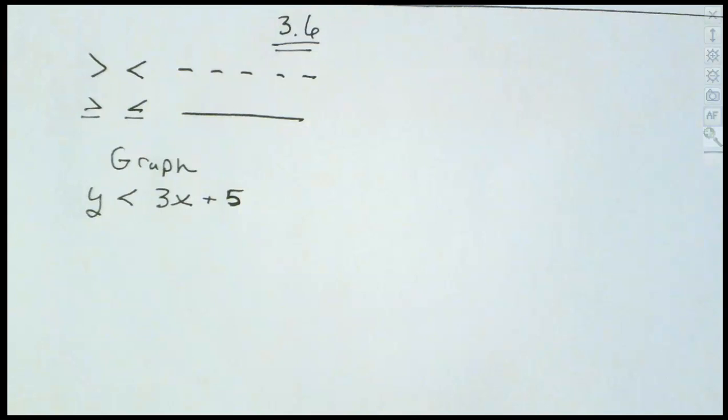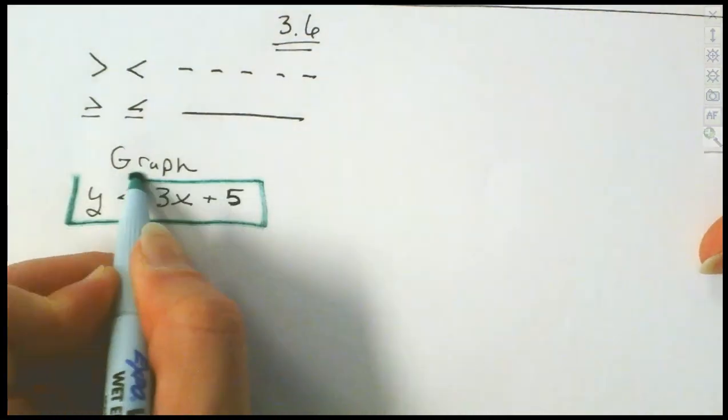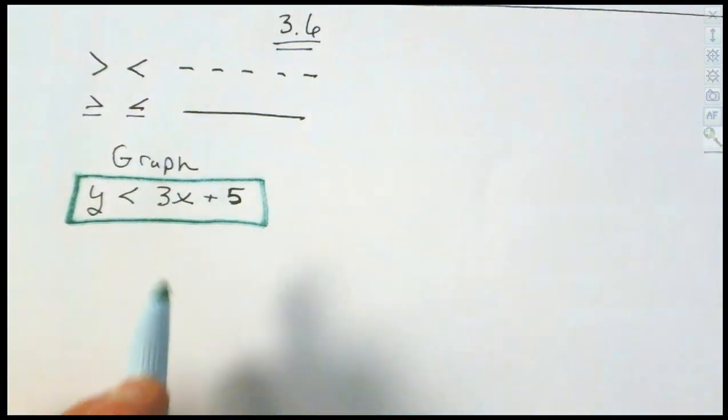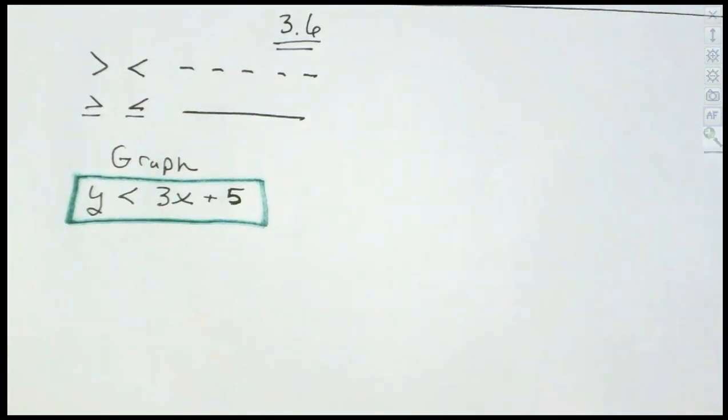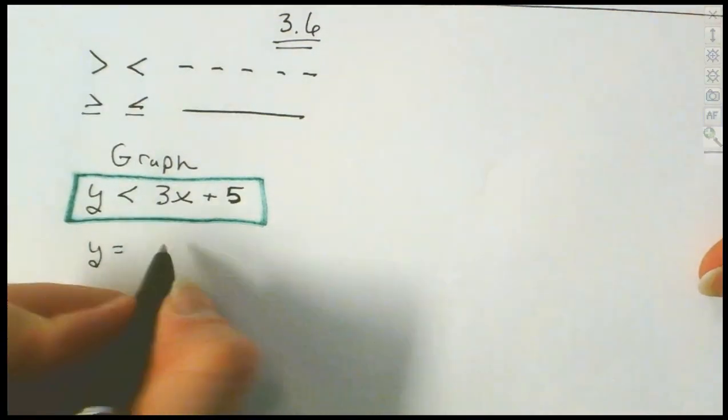So first thing we want to do is this is our original. This is what we're going to be checking in. So this is what we're going to start with. I like to put a box around it so we don't lose it, because we're going to be coming back and checking in this inequality. So we're going to replace this with an equal sign so that we can graph it.